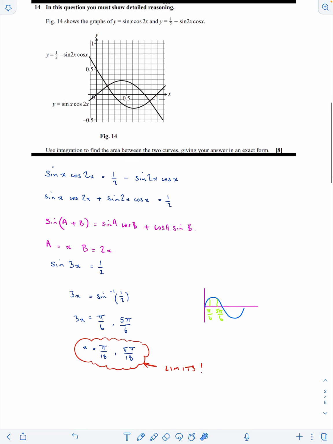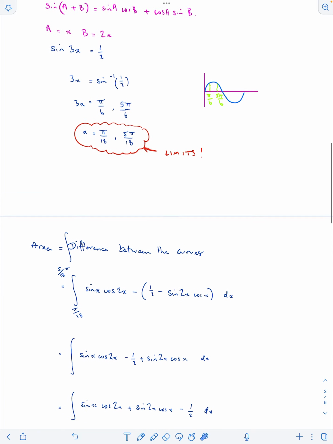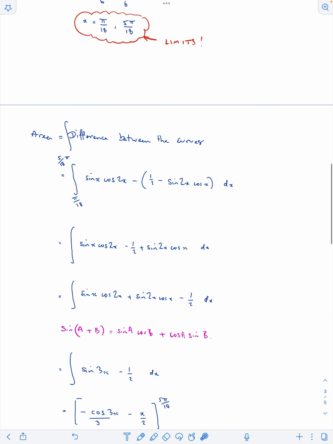Now we're going to start integrating. Because it's the area between two curves, you're going to find the difference and integrate. So it's the difference between the curves: one curve subtract the other. Now just look what happens, something nice happens. We take our minus through, and then, oh look, it's what we got before. These questions are cleverly engineered.